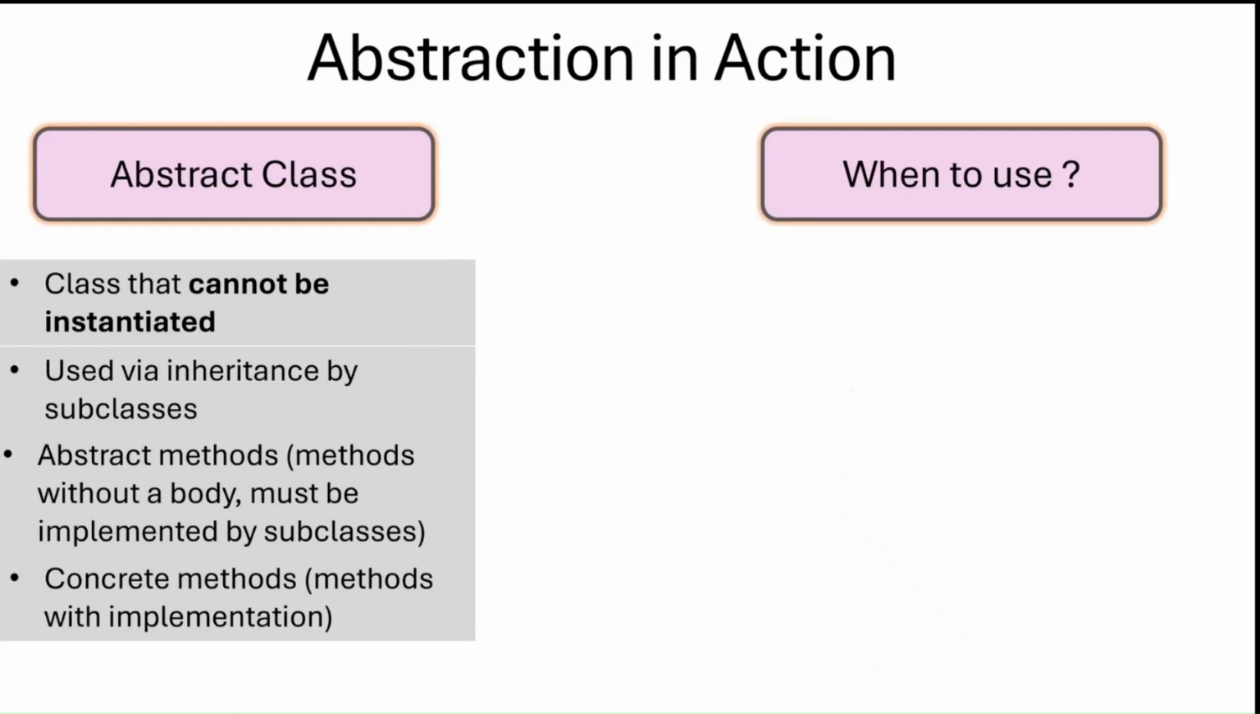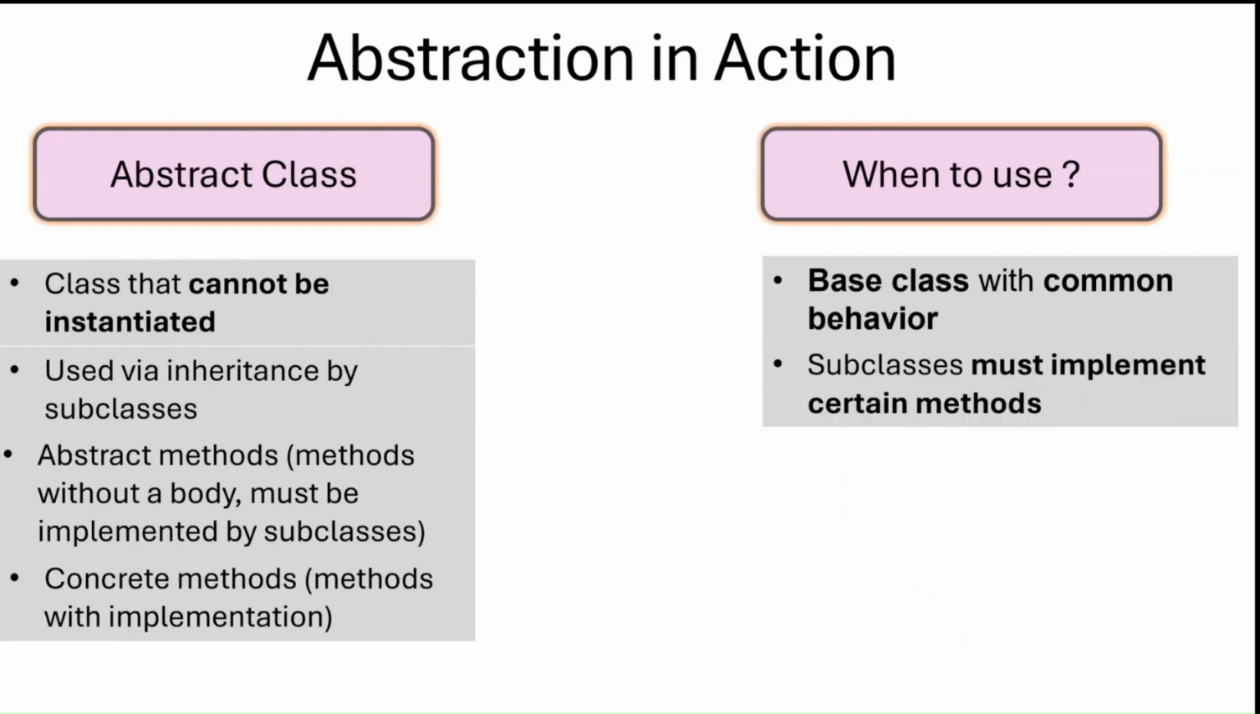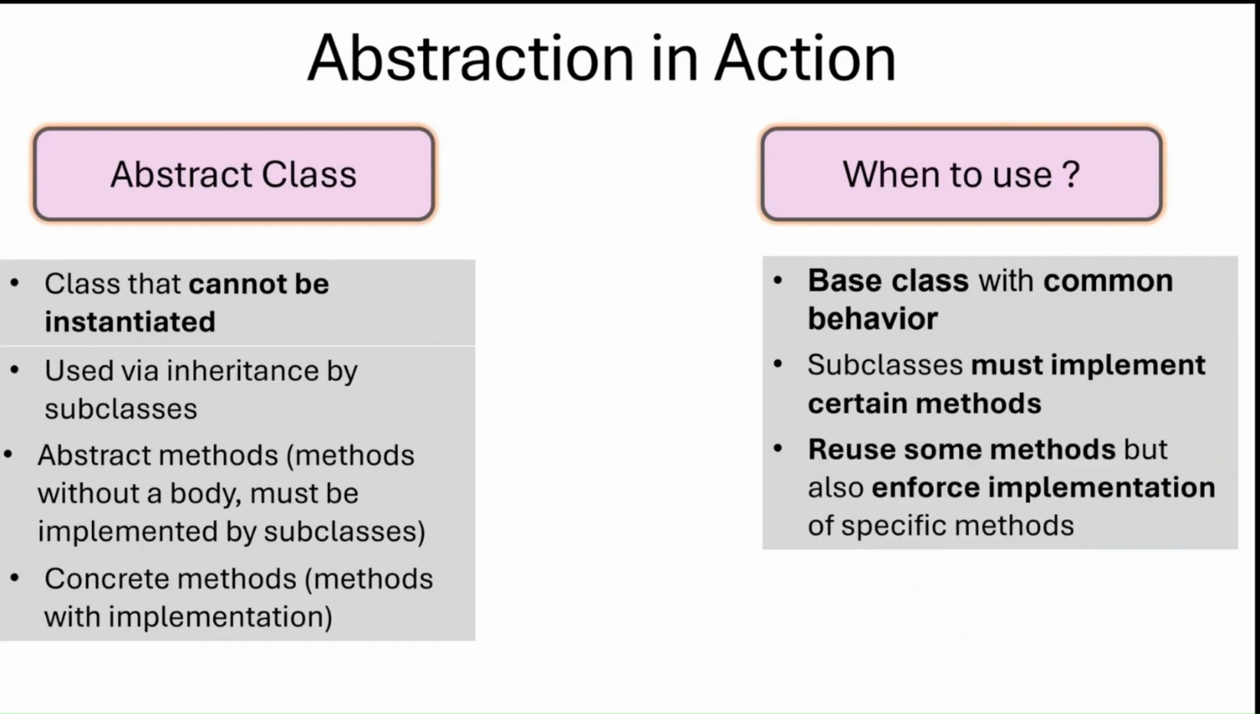Now, when to use the abstract class? When we need to have a base class with some common behavior, right? But one question will come: why do we need the abstract class only? The point is that when we want a class which will enforce the subclasses to implement certain methods, right? When we use a general base class without abstract, then we cannot enforce. But an abstract class enforces the subclasses to implement certain methods, which are abstract methods.